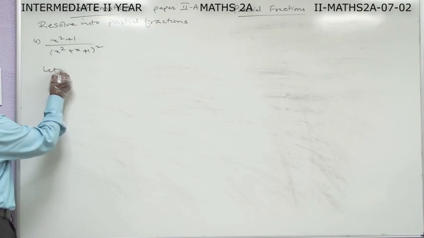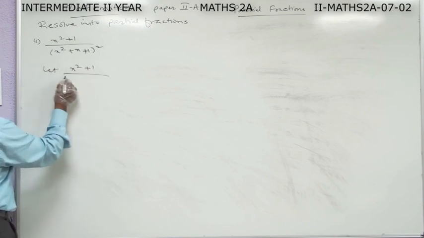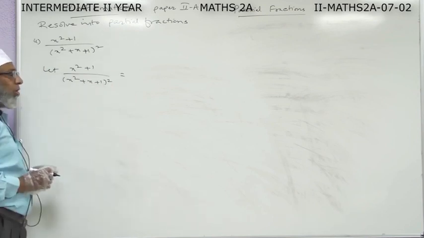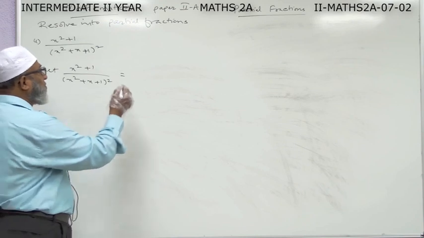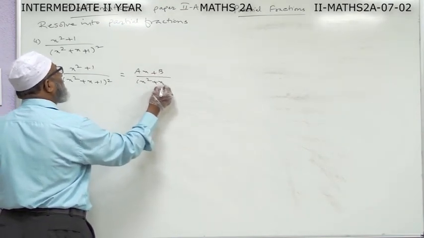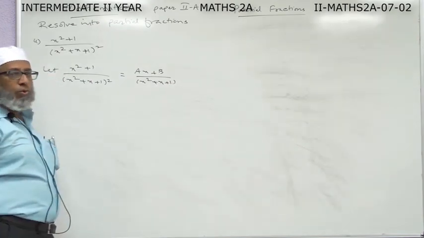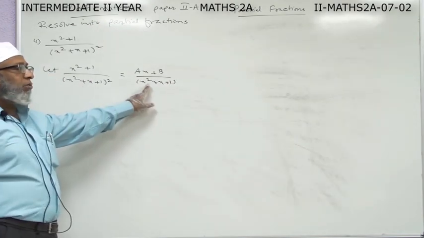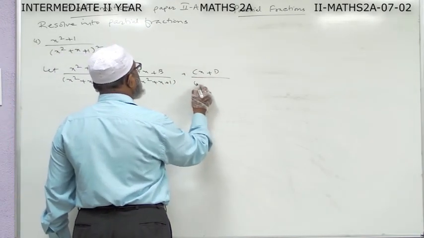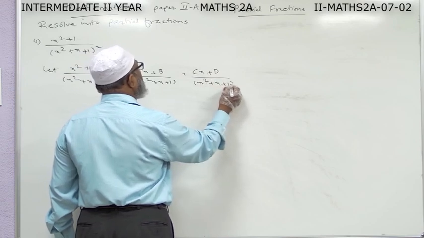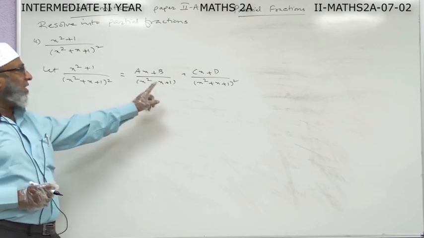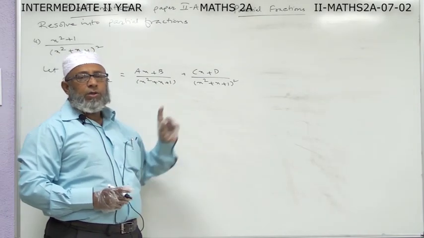Therefore, x square plus 1 divided by x square plus x plus 1 whole square is equal to. Now, this is a quadratic one. Therefore, substitution will be ax plus b divided by x square plus x plus 1. This is repeated twice. So, first time you have to write x square plus x plus 1 and the next time cx plus d by x square plus x plus 1 whole square. Isn't it? So, first time it is x square plus x plus 1, second time it is x square plus x plus 1 whole square.